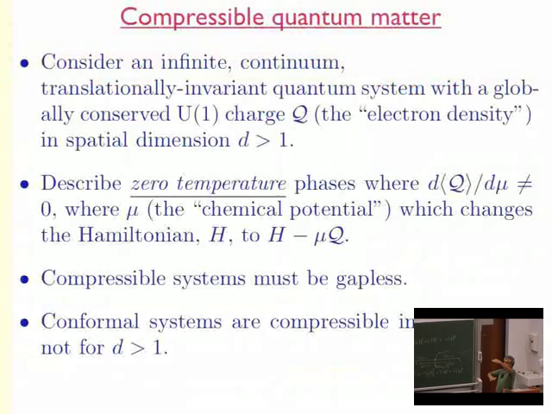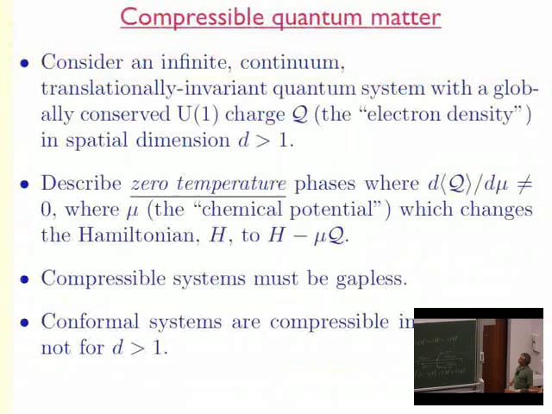Well, if there's a gap between the ground state and the first excited state, and I change both a little bit, the ground state doesn't change. It's still the same state. So the expectation value of Q in the ground state doesn't change. So I've got to have a system with lots of states just above the ground state, so that when I change mu, the ground state becomes an excited state and some other state comes below. And that'll happen only if there's no gap. Okay, so there has to be a whole continuum of states.